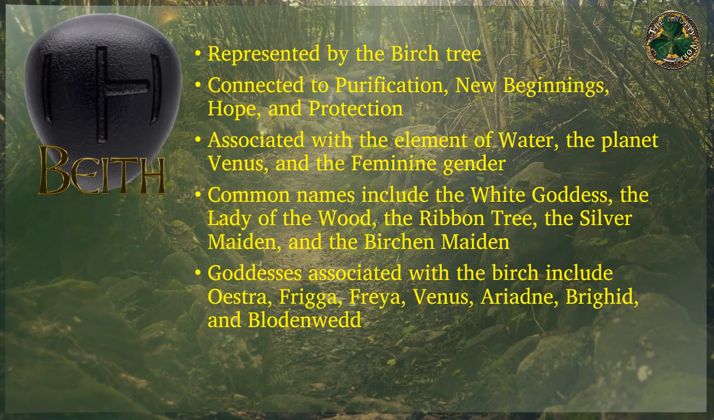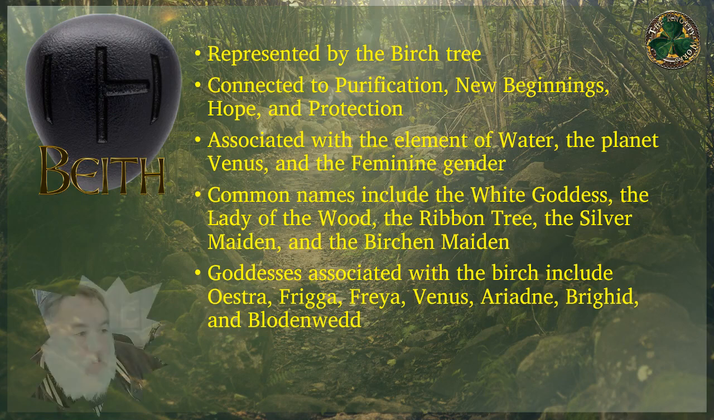And we will start with the letter B, Beith. B is represented by the birch tree, connected to purification, new beginnings, hope, and protection. It's associated with the element of water, the planet Venus, and the feminine gender.